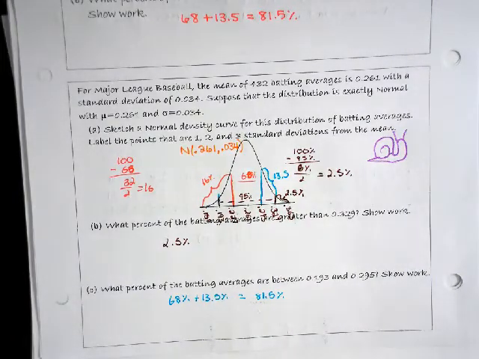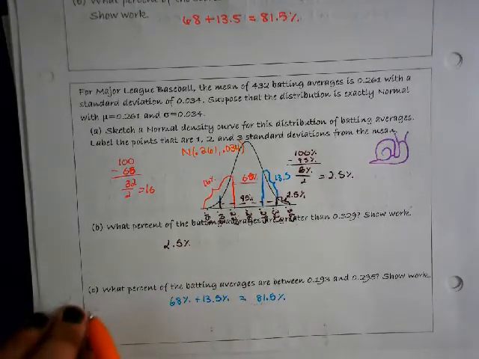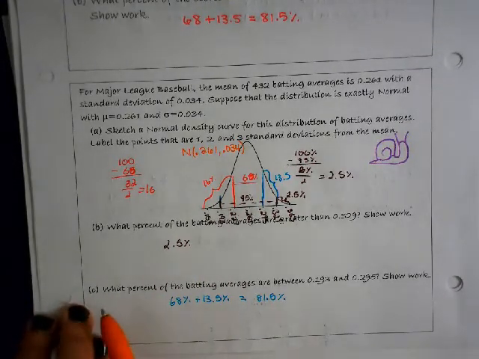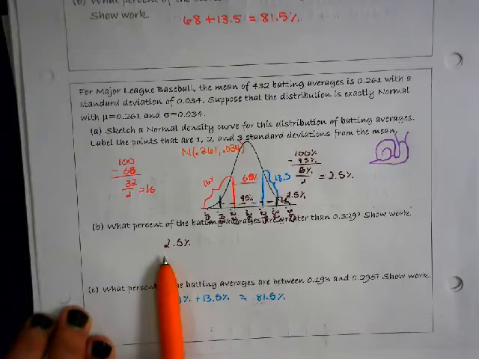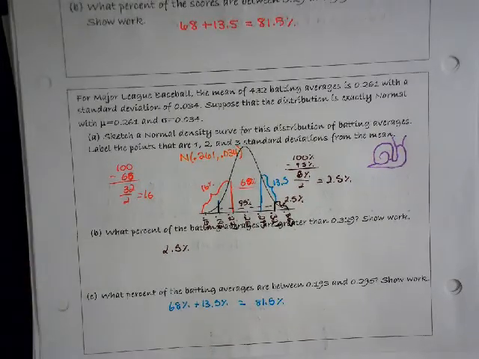What percent of the batting averages are greater than 0.329? 2.5%. And what percent are between 0.193 and 0.295? That is 81.5. Questions? What, Caleb? Why do I have to wait? Because I said so. Because we're going to change it tomorrow. You need to get in the habit of labeling.